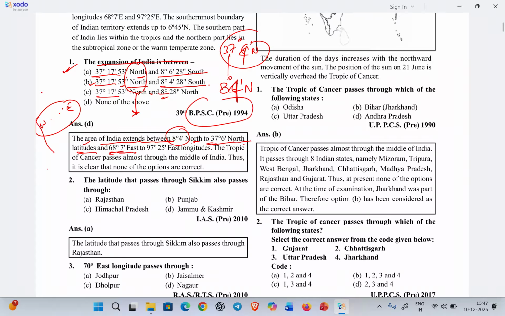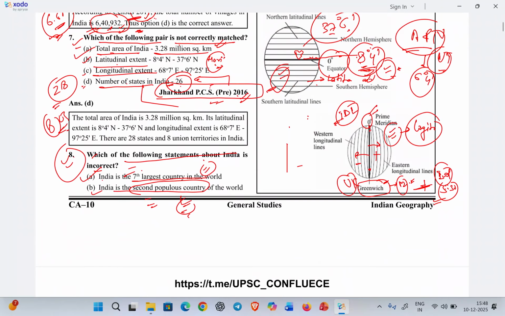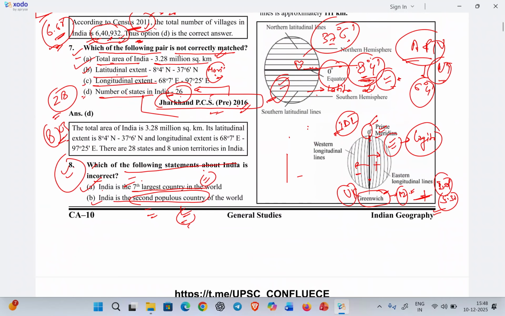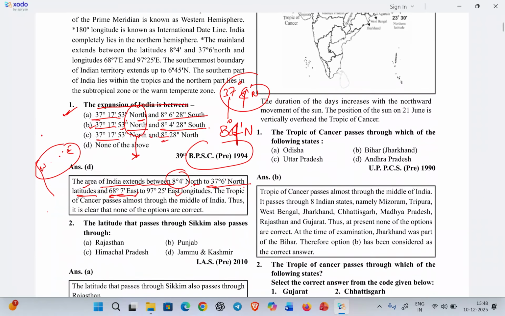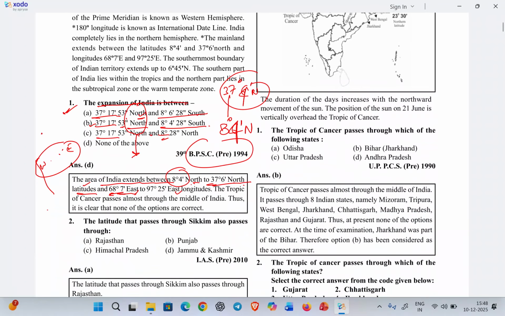From here to here we see it's east of the meridian. That is why it is mentioned as east and east. India lies in the east of the meridian. See, this is a meridian. This 0 degree is the prime meridian. India lies in the east of this. Over here India lies. That is why the longitudes are mentioned as eastern longitudes, and India lies in the northern hemisphere, that is above the 0 degree equator. That is why both the points are mentioned as north and north. It's not north and south.